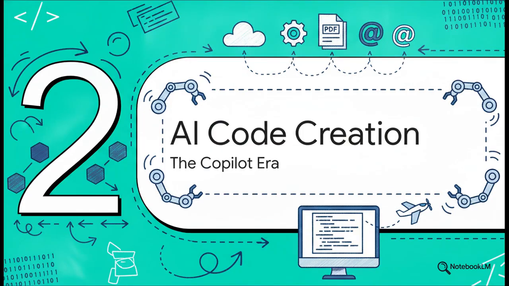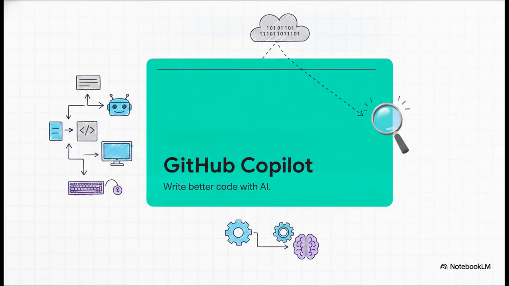Moving right along to part two, AI code creation, the Copilot era. Okay, so what's really interesting here is when we zoom out from the repository level and look at the cutting-edge tools sitting right alongside our fundamental algorithm PDF. Notice how artificial intelligence isn't just an add-on, it's woven natively right into the developer's workspace. We're talking about GitHub Copilot, which is explicitly built to help developers write better code with AI.